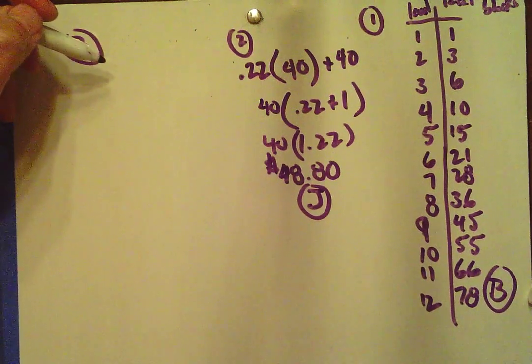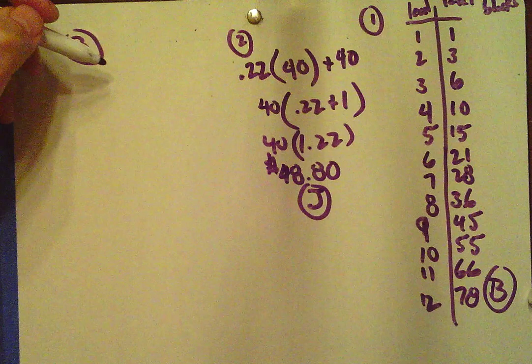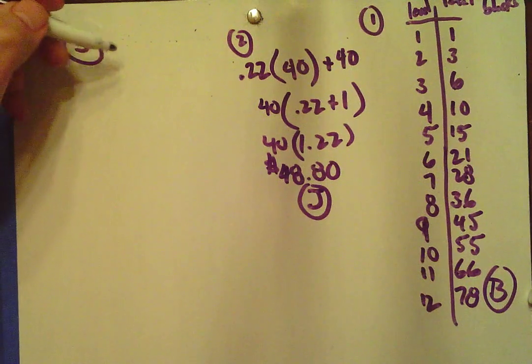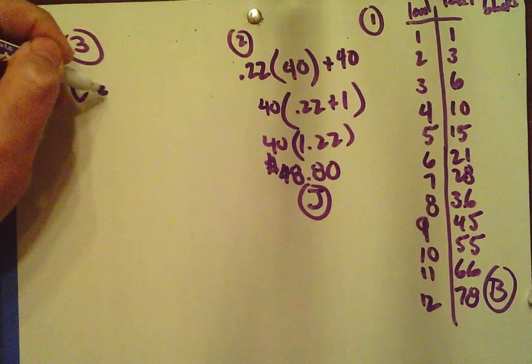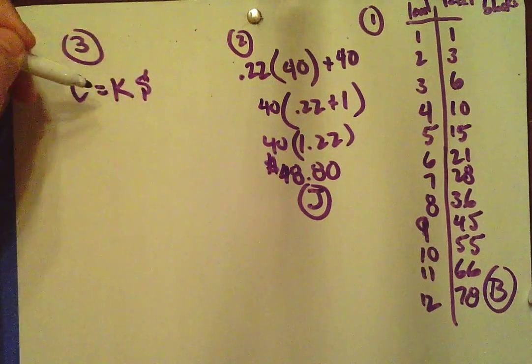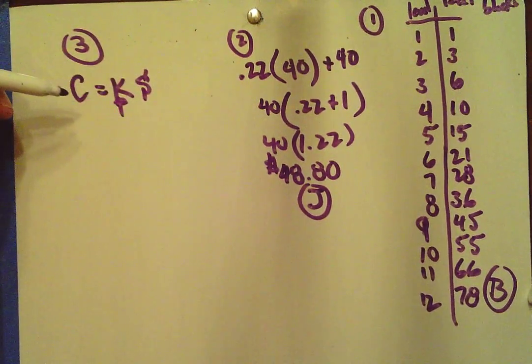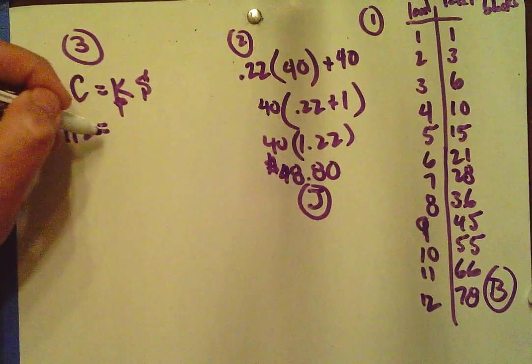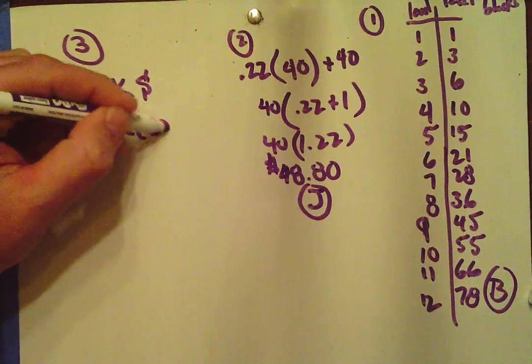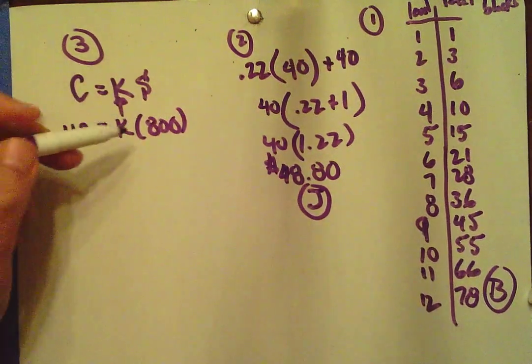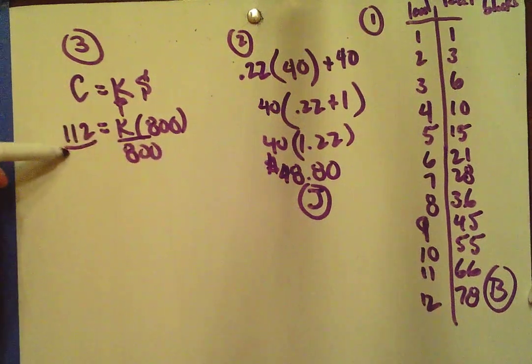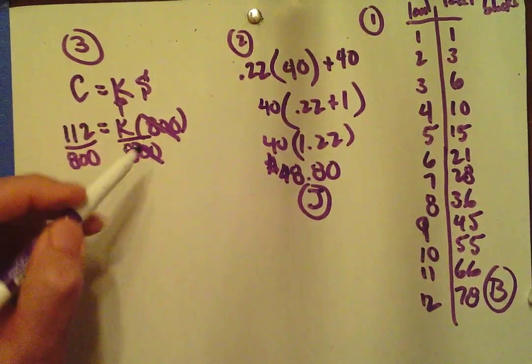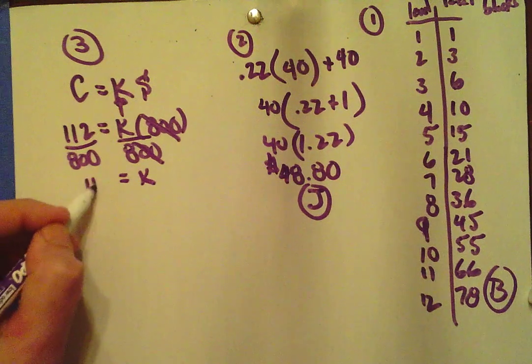As a salesperson, your commission is directly proportional to the dollar amount of sales you make. So commission is proportional to sales, and we're going to have to find that constant of proportionality. If your sales are 800, your commission is 112. 112 equals K times 800. Divide both sides by 800 to get a value of K.